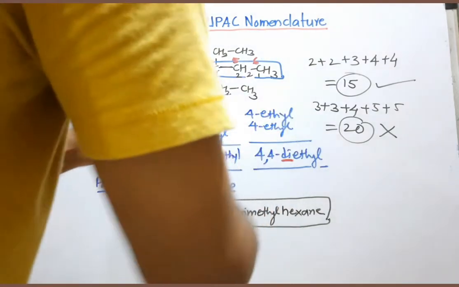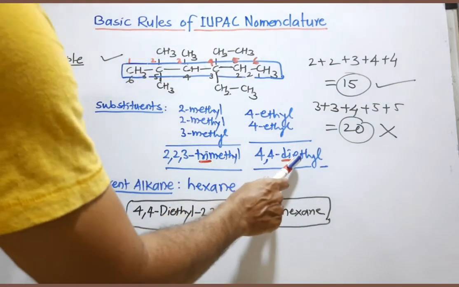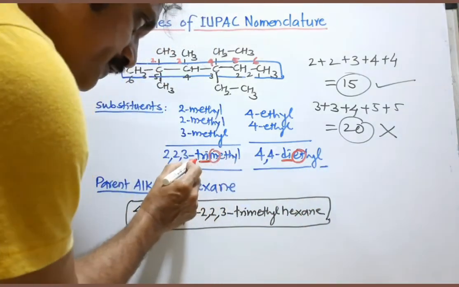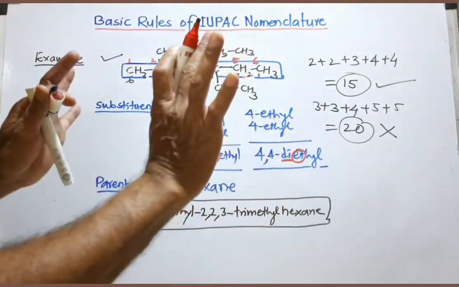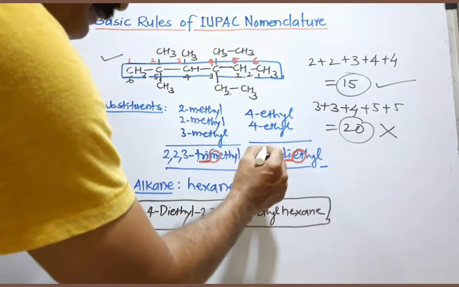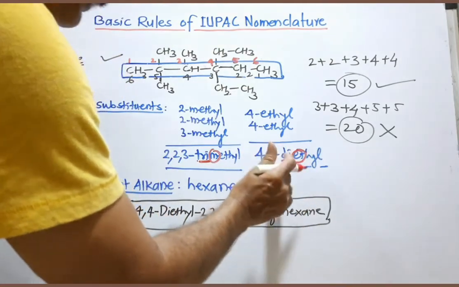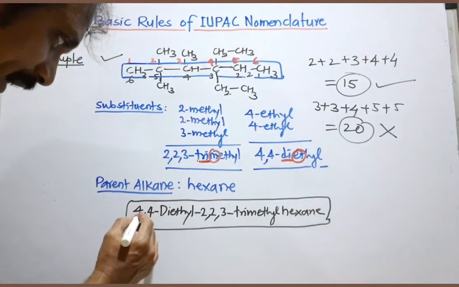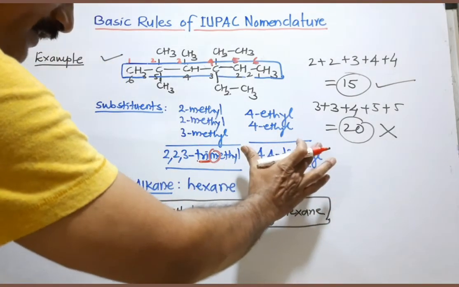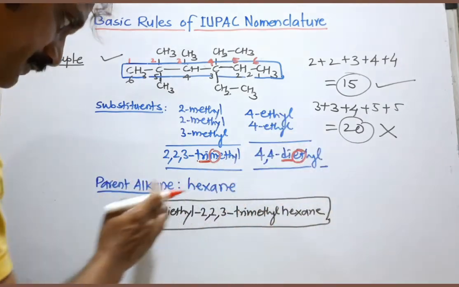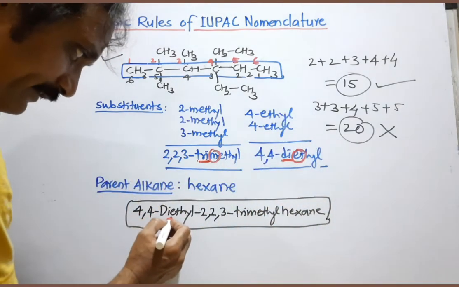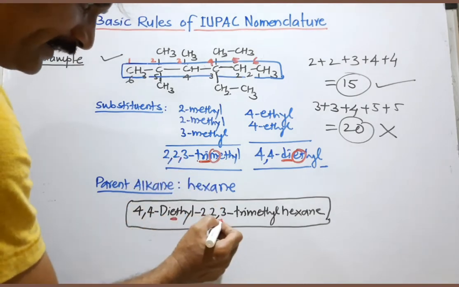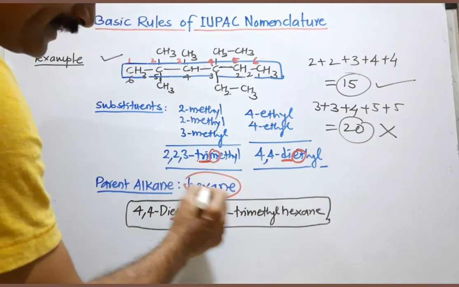Now if you arrange them in alphabetical order, E will come first, and then M, because you have to ignore the prefixes except iso. So E will come first irrespective of whatever number is given here, which may be larger or smaller. That's why I put this substituent first. So 4,4-diethyl will come first because E comes first. Then 2,2,3-trimethyl, and you know the name of the parent alkane is hexane.